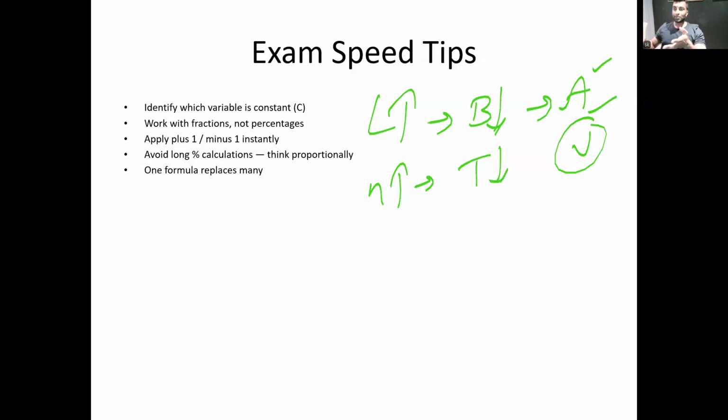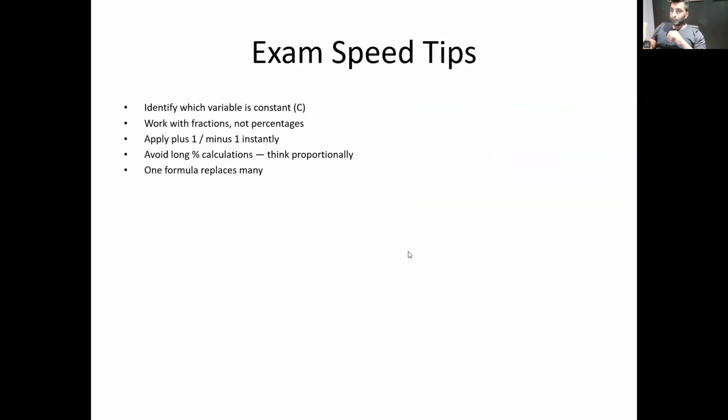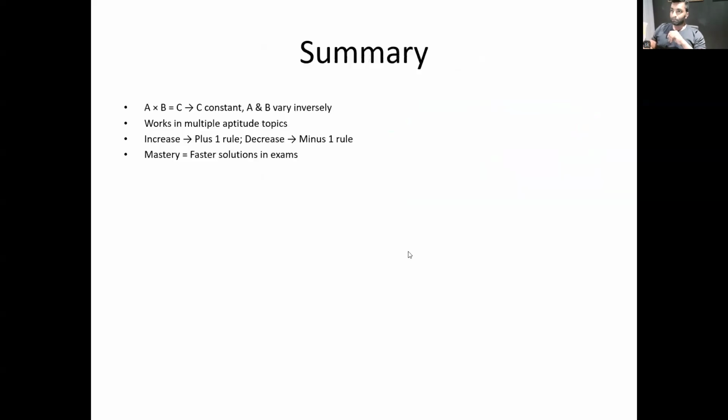Similar to price and consumption, similar to speed distance time, similar to time and work, similar to length and breadth. It is all one and the same. Yeah, it's very simple. This is what we have covered anyway. So AB equal to C.